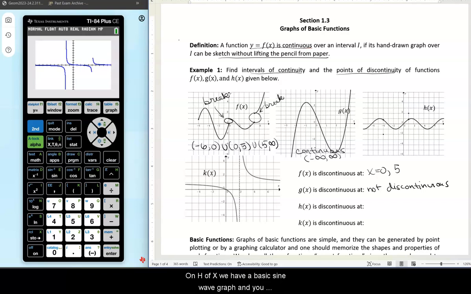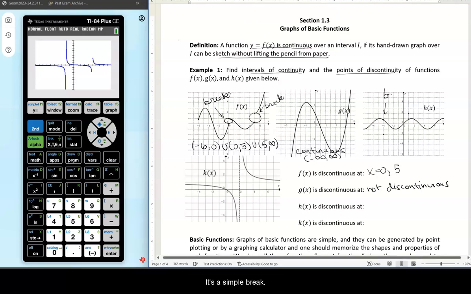On h of x, we have a basic sine wave graphed, and as you're graphing it, you come to a break here. It's a simple break, but it's still just an open circle. And we have a break here as well. So those are our discontinuities. The breaks happen at x equals -4 and x equals 1.